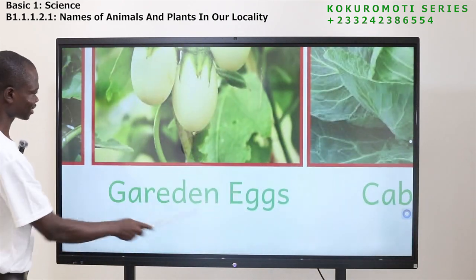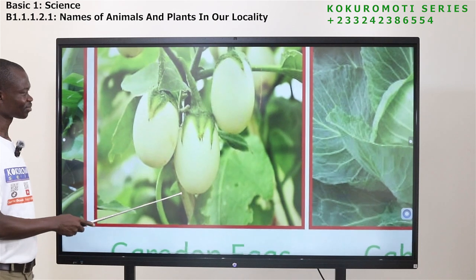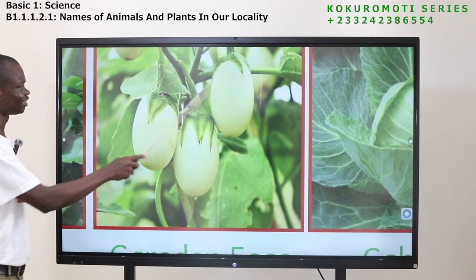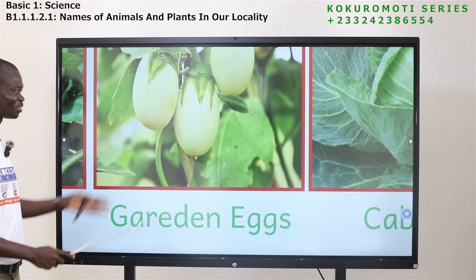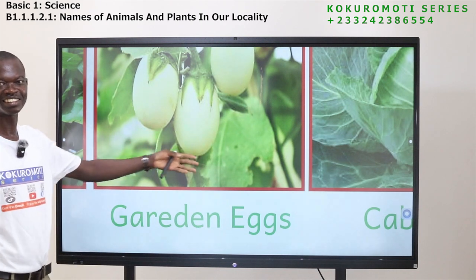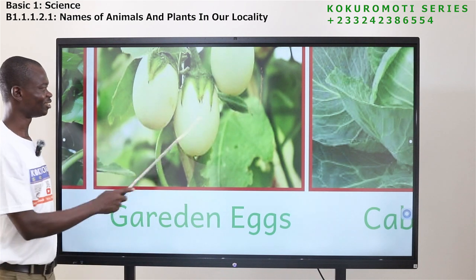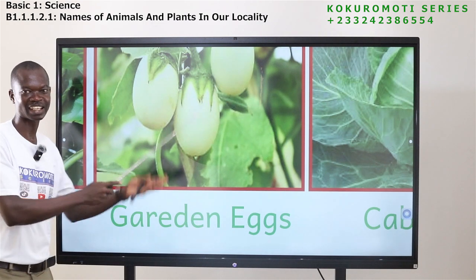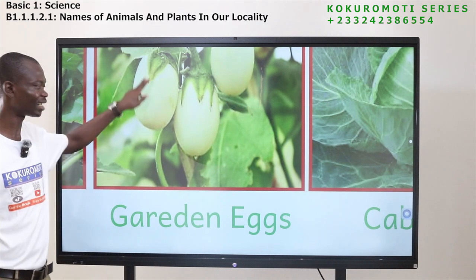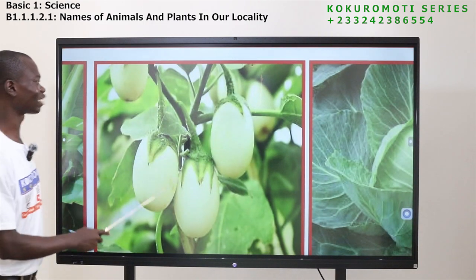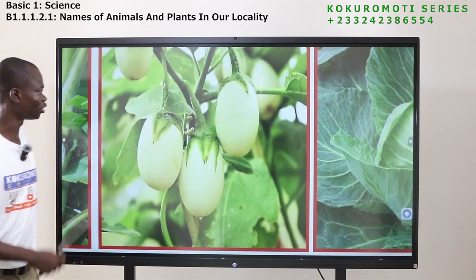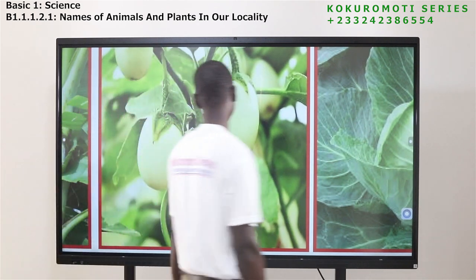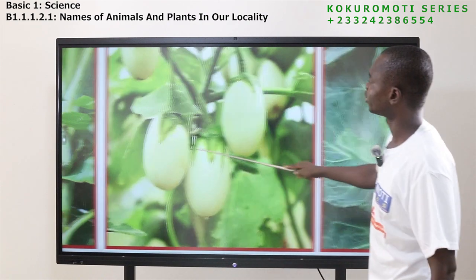This is garden eggs. You see, like eggs in a garden. If you have this plant in your garden, you see that it always gives you something like an egg. So you call it garden eggs. But the local name is what? Nyadwa. Okay.